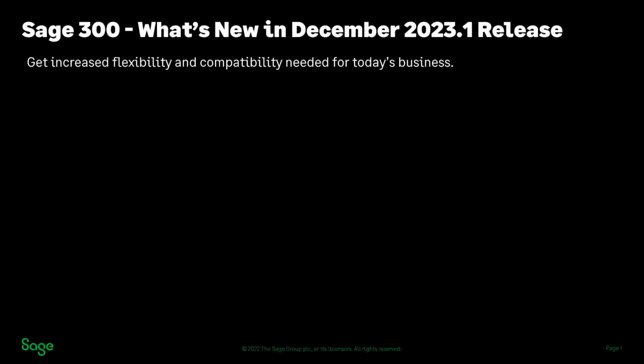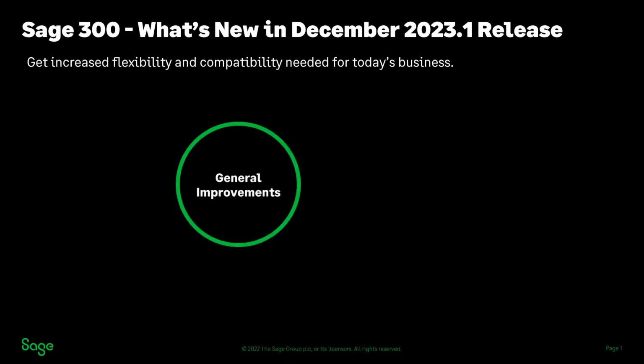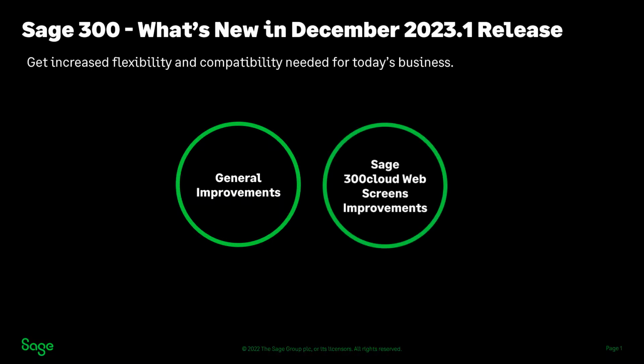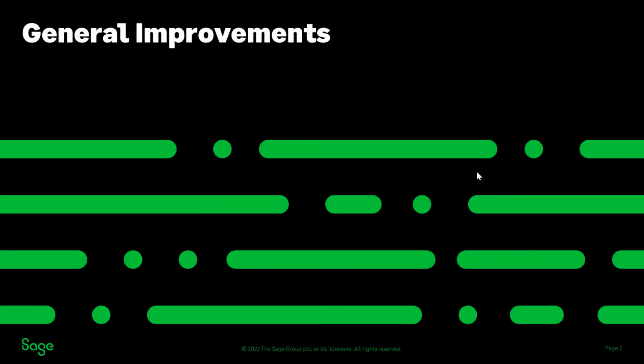Welcome to this video. Over the next few minutes, we will show you what's new in Sage 300 version 2023 Product Update 1. This latest version presents additional functionalities and superior user experience through general improvements and Sage 300 Cloud web screens improvements. Let's start by looking at the general improvements available in the Sage 300 Cloud web screens and in the Sage 300 Classic screens.